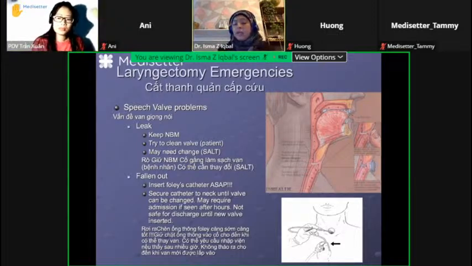The other important thing is that if it falls out, you must put something back in, otherwise the valve area will close down.